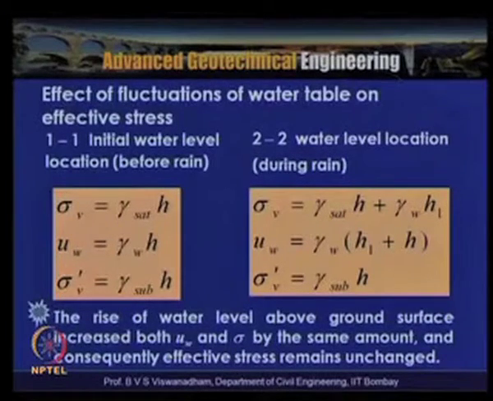What you can see is that the rise of water level above ground surface increased u w, the water pressure in the soil, and sigma by the same amount, and consequently the effective stress remains unchanged. Hence, whether the water table is 2 meters above ground surface, or 100 meters, or 5 kilometers above, there will be no change in the effective stress in a saturated soil mass.